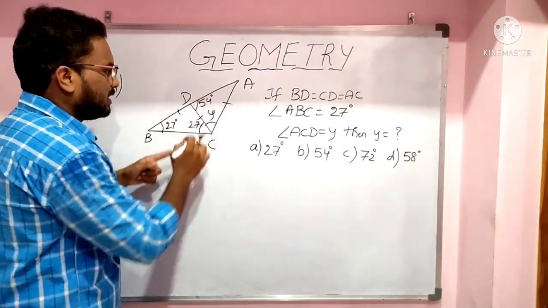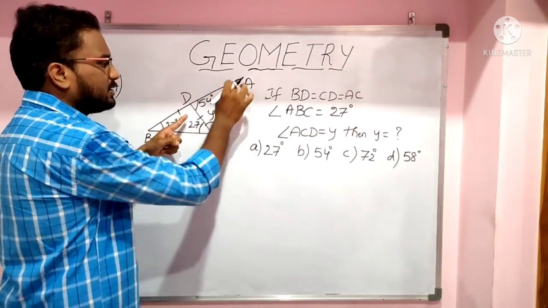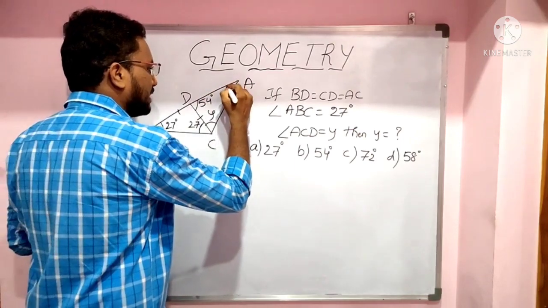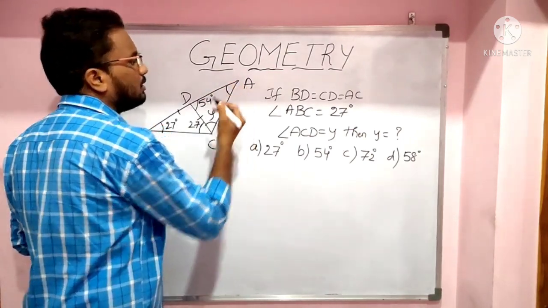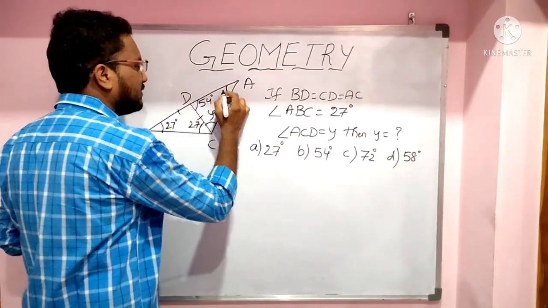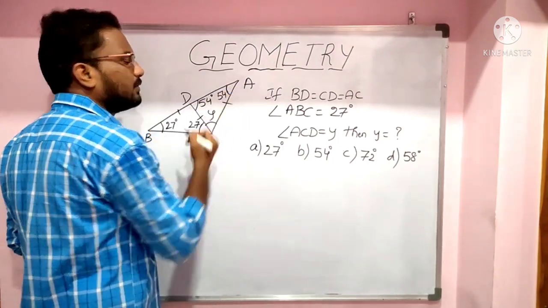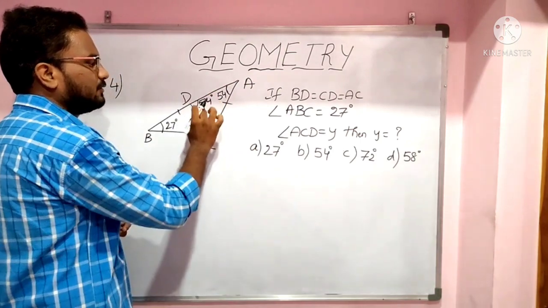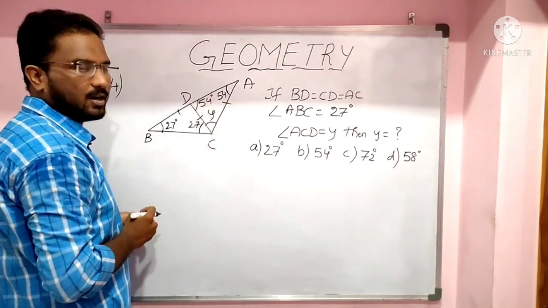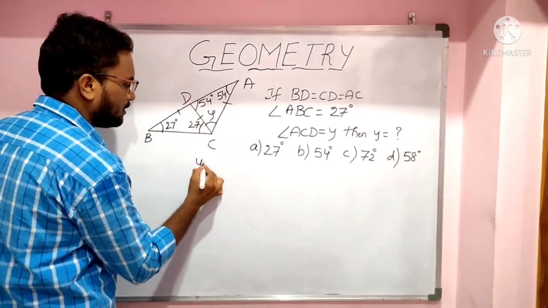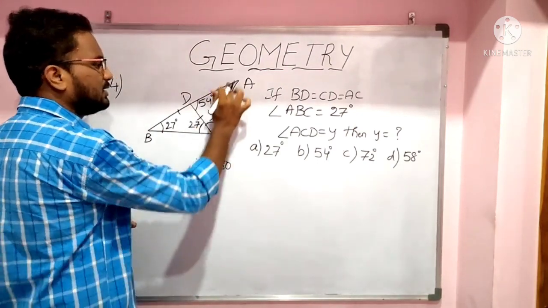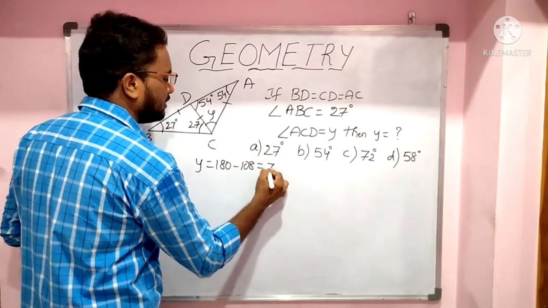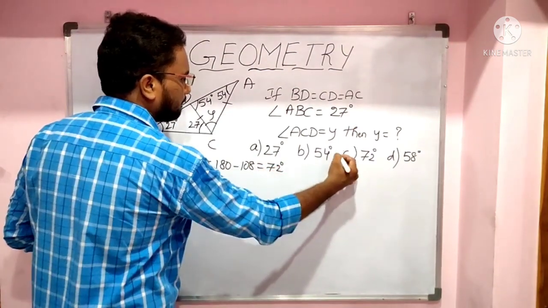Okay, so in this triangle, these two sides are equal. CD equal to CA. Hence, this angle and this angle both are equal. So if this is 54, this will be 54. So this is a triangle. If this is 54, this is total 108. So remaining y equal to 180 minus 108. Answer 72 degrees.